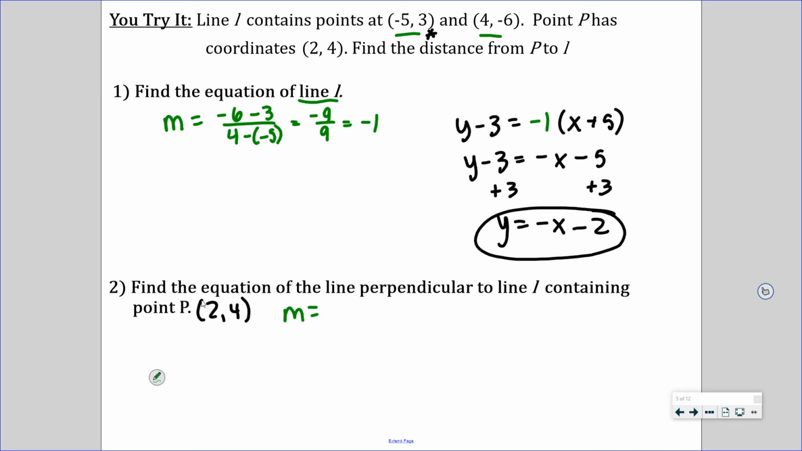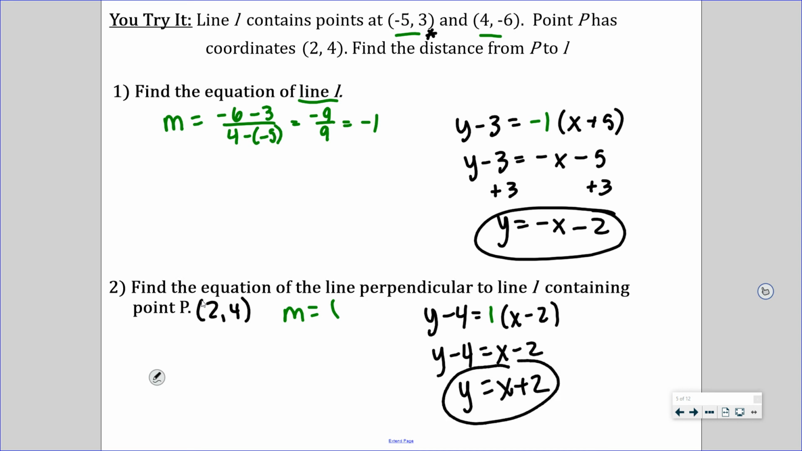All right, team. If this line has a slope of negative 1, what does the perpendicular line have a slope of? You can shout it out. Oh, 1. Positive 1. Opposite reciprocal of -1 is 1. All right, so this equation now would be y minus 4 equals 1 times (x minus 2). So you get x plus 2 for this one.